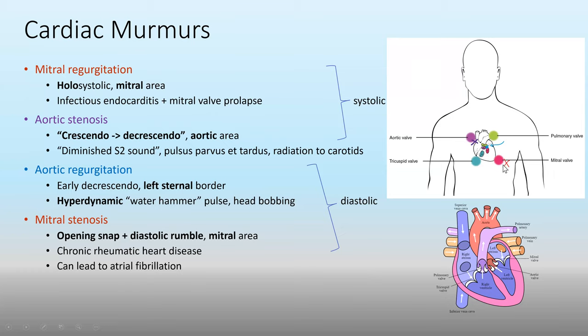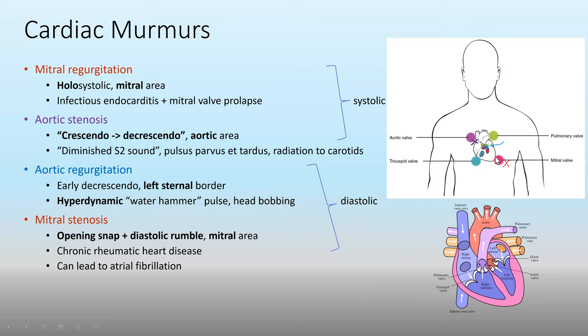The mitral valve location typically occurs here. And if you look at the actual positioning of the mitral valve, it's directly here. Normally the mitral valve sends blood this way into the left ventricle. So when blood backflows through the mitral valve, you hear it going backwards this way, towards the mitral area.